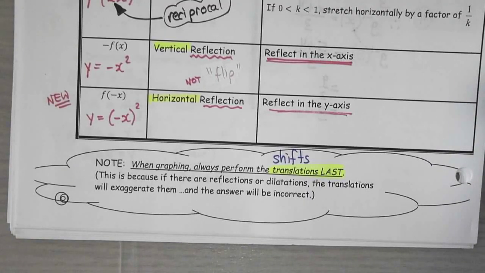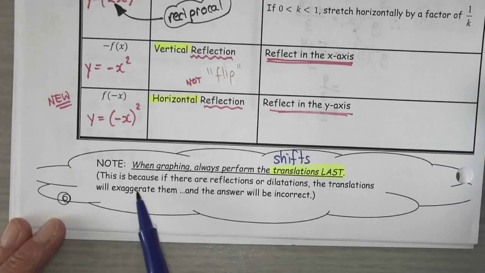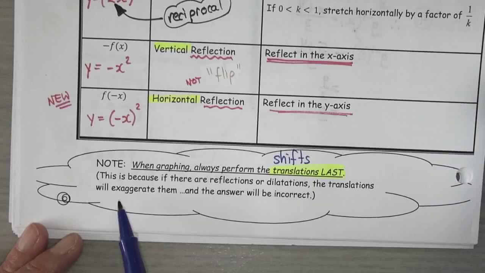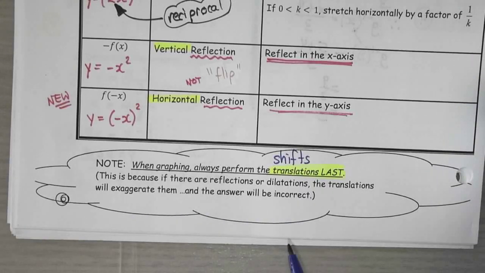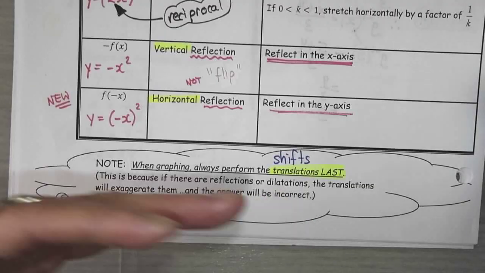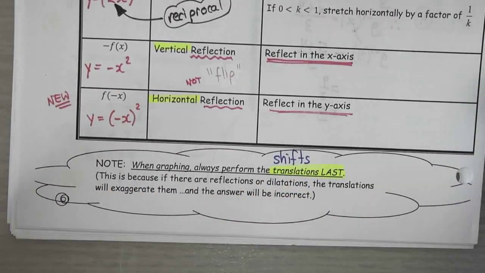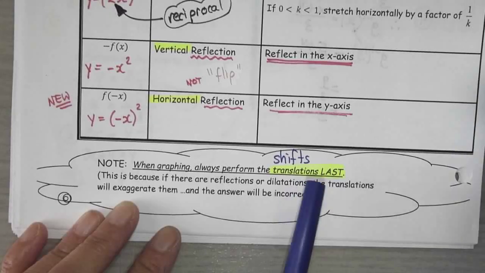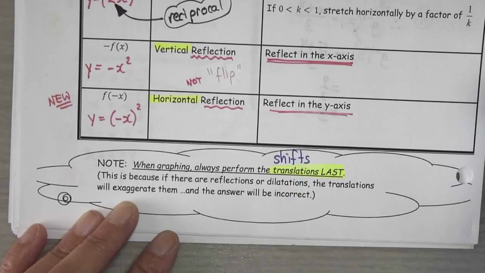The way you can think about that is that multiplication goes before addition and subtraction. So the shifting, the left, right, up, down, is always going to be a plus or minus afterwards. You always do everything else first. This is because if there are reflections or dilatations, right, so stretch and shrink, the translations will exaggerate them. The answers will end up being exaggerated. So you want to do the stretching and shrinking and then move your graph. If you move it and then you stretch and shrink it, you're going to double and triple it, right? It's going to be affecting the shift. So order of operations says addition, subtraction last. That's what we want to remember. Okay, and that'll be the same forever.